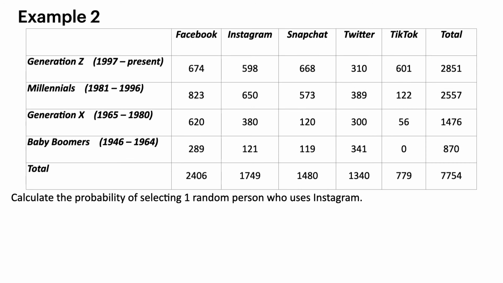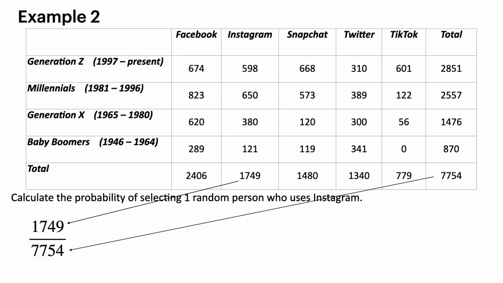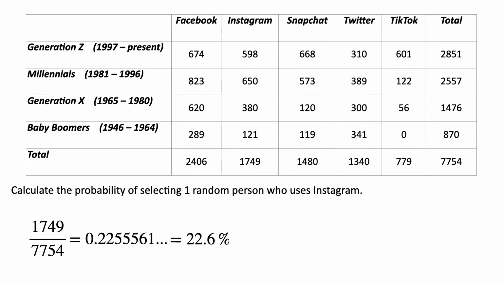Let's look at a different chart. This has to do with generations, ages of people, and social media platforms: Facebook, Instagram, Snapchat, Twitter, and TikTok, and how those demographics break down. Calculate the probability of selecting one person that uses Instagram. That would be an Instagram user over the total. You can see where those numbers come from. For this data set, that would be roughly 23%. Roughly 23% are Instagram users out of this data set.